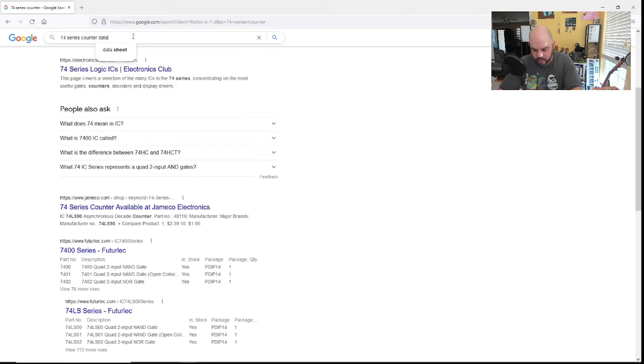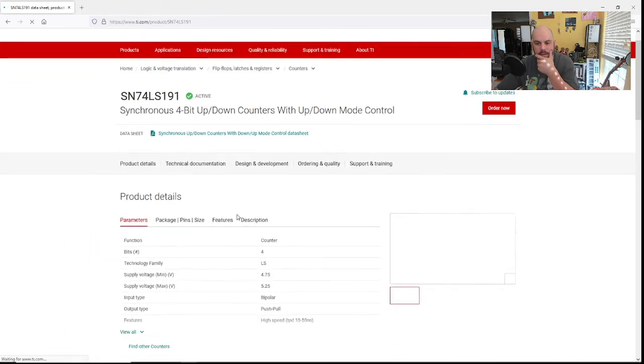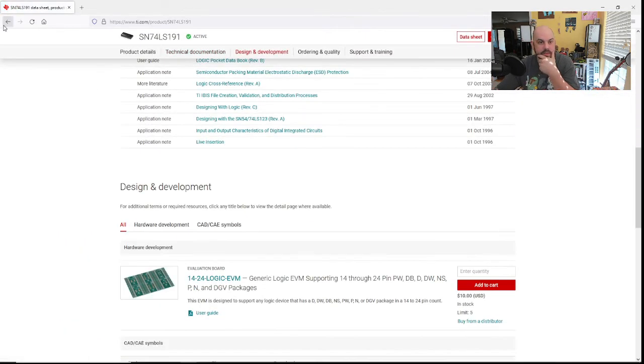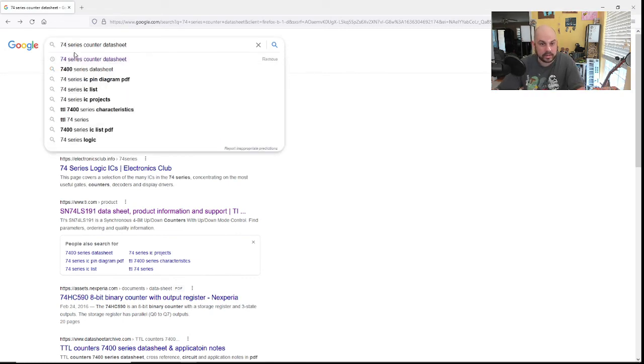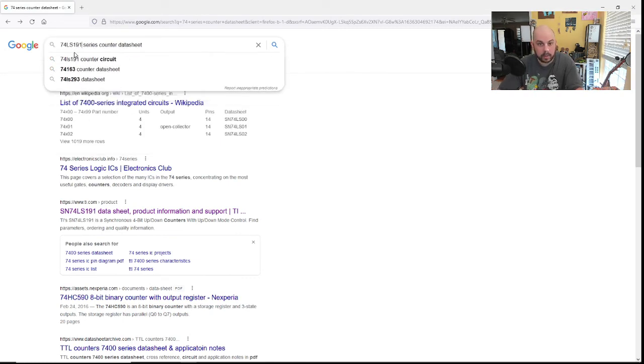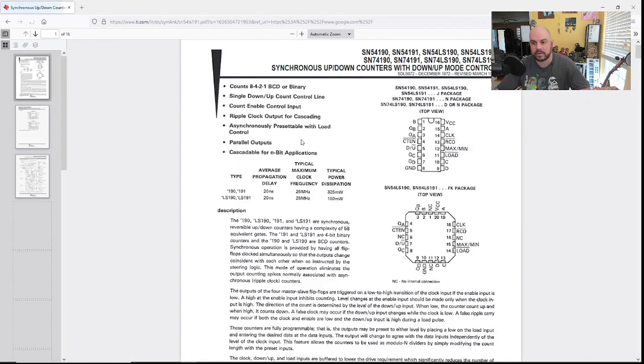Data sheet. I don't know which one is a good counter number. 191. Let's see, this might work. You have an actual data sheet for this? No, you don't. 74LS191 data sheet. I'll just erase all this crap. Bam. Hopefully this will help make sense.